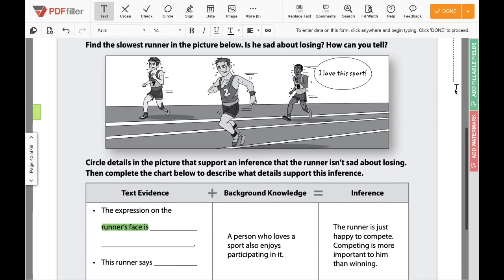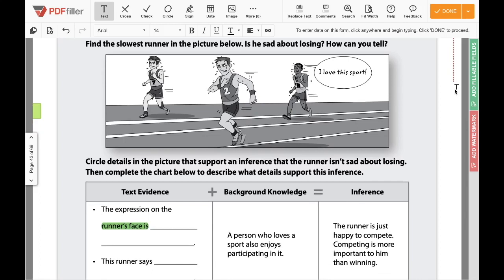So it says, find the slowest runner in the picture below. Is he sad about losing, and how can you tell? So the slowest runner here would be which guy? Well, we can tell that he's right here because he's behind everybody else, right? Now, is he sad about losing? No. He says, I love this sport. That's one example of evidence, right?